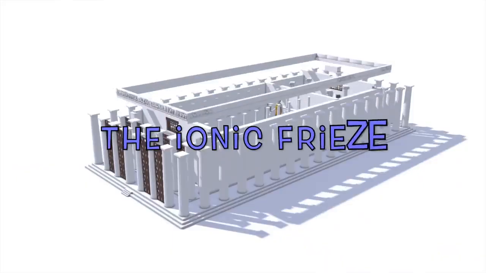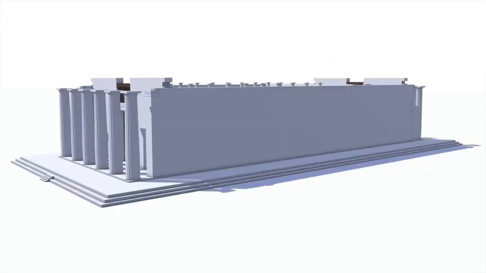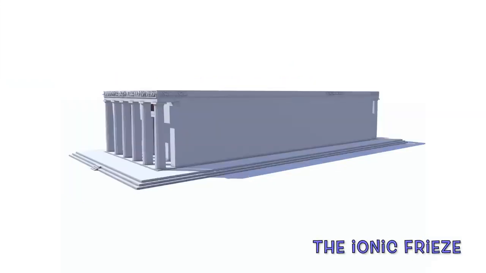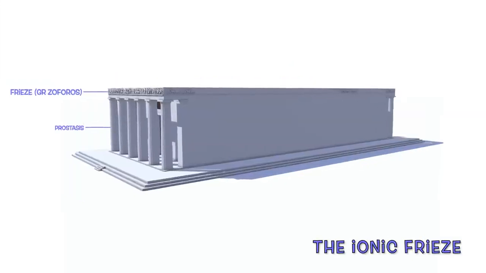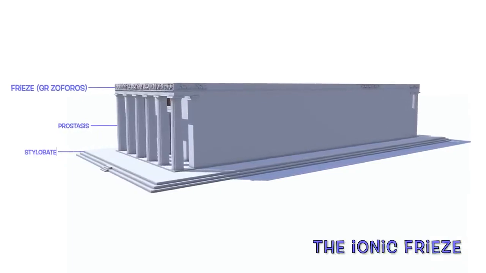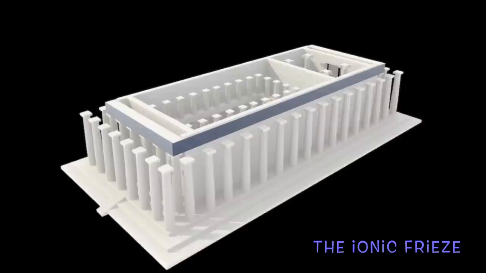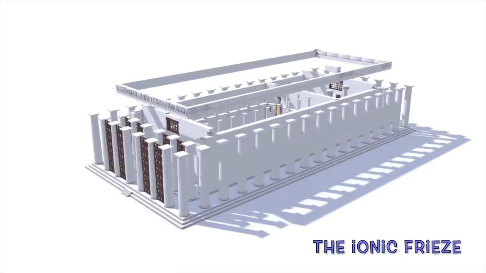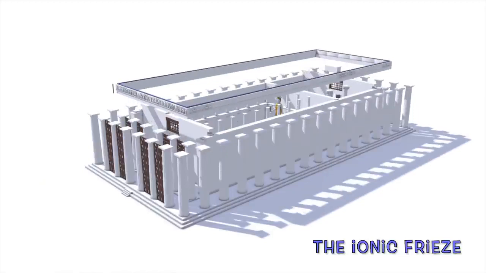The Ionic frieze. The architectural feature that runs around the upper part of the outer wall of the cella was the Ionic frieze. It consisted of 115 blocks 1.2 meters high made all of Pentelic marble. The total length of the frieze was 160 meters. It was richly decorated with marble reliefs.